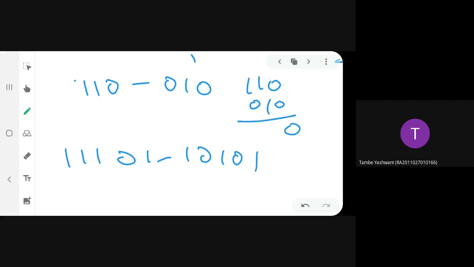Okay, so 0 minus 0 is 0, 1 minus 1 is 0, and 1 stays 1. So what is the decimal equivalent? 110 is 6, 010 is 2, and 100 is 4. Okay, 110 is 6. Then what about 010? 2. Ma'am, the second one is 1000.